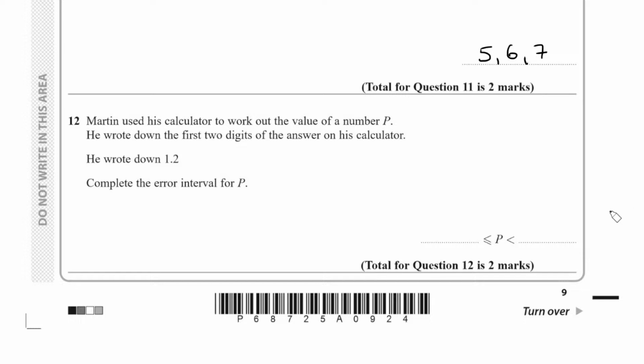With error intervals, you have 2 possible scenarios. One is where it says it's rounded, so it's rounded to the nearest whole number, or rounded to 2 decimal places, or 2 significant figures, whatever it is, it's rounded to something. In that case, it works exactly the same as upper and lower bounds, so you do a little bit less and then a little bit more.